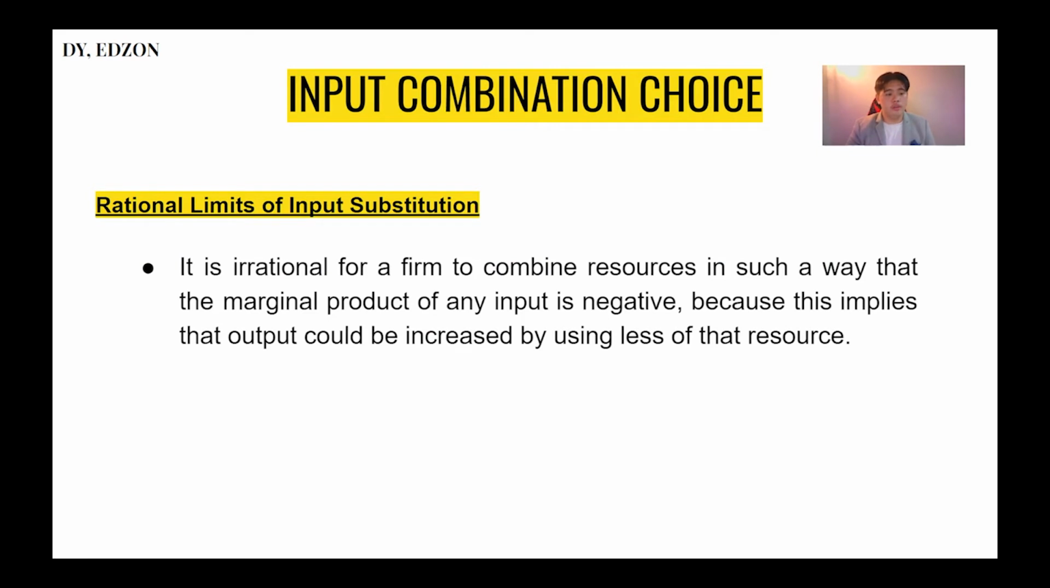So next we have the rational limits of input substitution. It is irrational for a firm to combine resources in such a way that the marginal product of any input is negative, because this implies that output could be increased by using less of that resource.